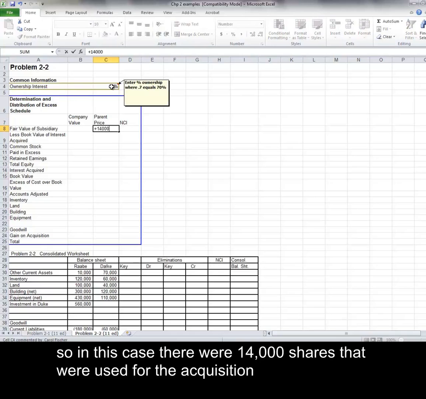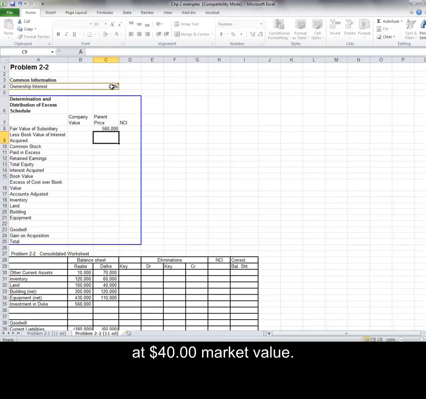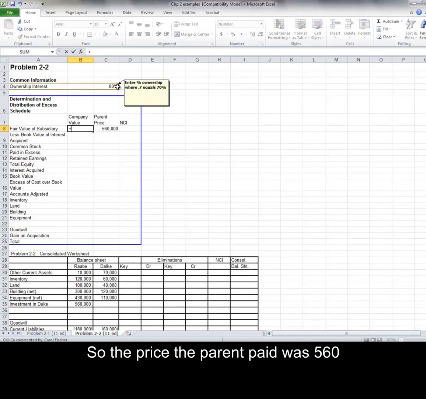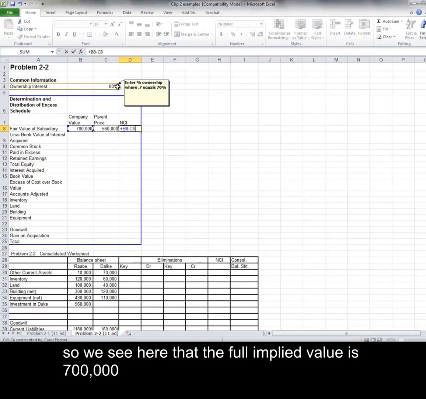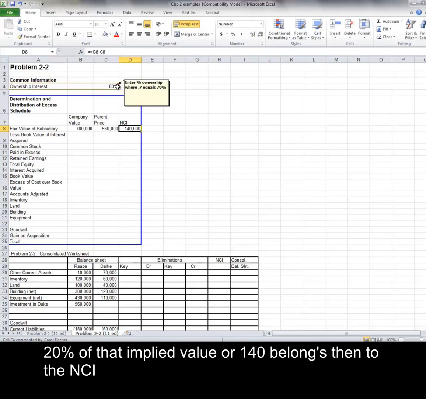So in this case, there were 14,000 shares that were used for the acquisition at $40 market value. So the price the parent paid was $560,000. When we acquire less than 100%, we imply the full company value by taking the price paid divided by the ownership percentage. So we see here that the full implied value is $700,000. 20% of that implied value, or 140, belongs then to the NCI.